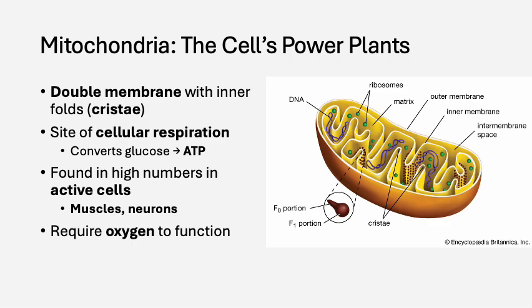Mitochondria are responsible for producing ATP, the main energy currency of the cell. They have a double membrane with the inner membrane folded into structures called cristae that increase surface area for energy-producing reactions. Cells with high energy demands, such as muscle and nerve cells, contain large numbers of mitochondria. Proper mitochondrial function is essential for supporting metabolism, movement, and cellular activity.